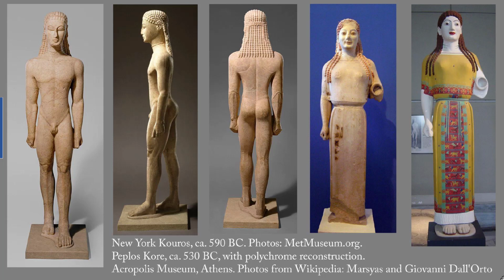On the left is the New York Kouros, who dates to around 590 BC. He's at the Metropolitan Museum of Art. On the right is the Peplos Kore, who dates to around 530 BC. That's in the Acropolis Museum in Athens.